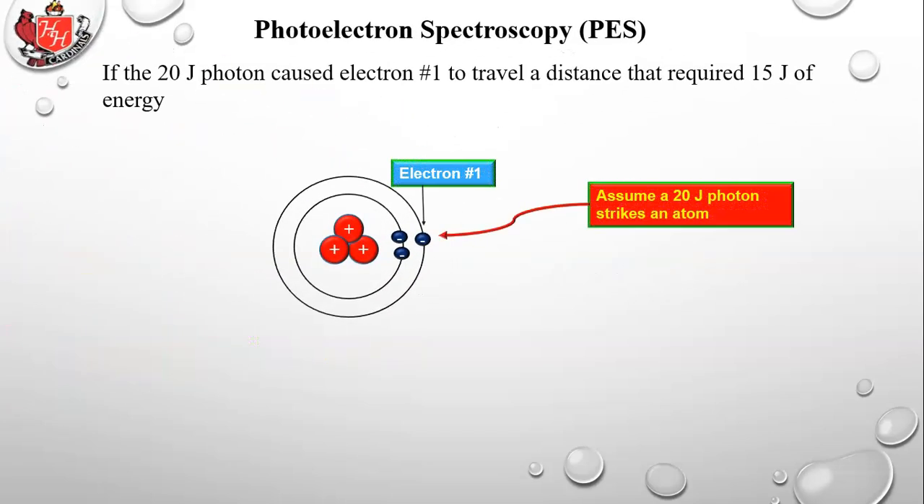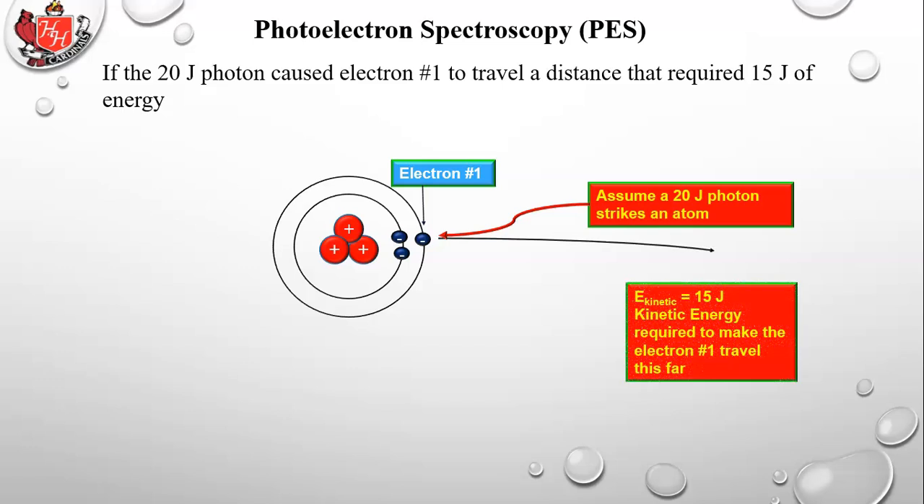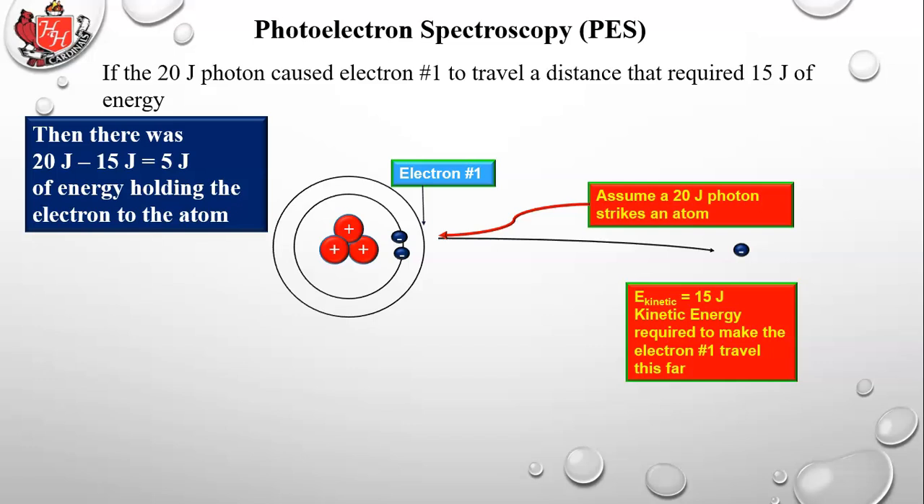So again, same situation. There's the 15 joules. There goes the electron, it flies out, and they measure that it has 15 joules of energy. So there was 20 joules of the photon minus the 15 joules of the kinetic energy. The difference between those two numbers, what happened to the other 5 joules? Well, that's the ionization energy. That's the amount of energy it took just to get that electron pulled away from the atom. Not to travel any distance, just to pull it away from the atom.